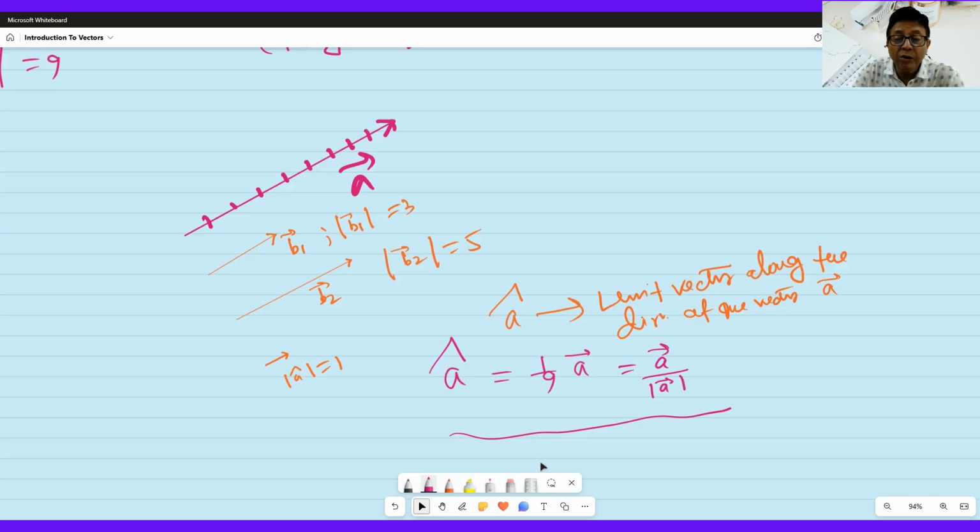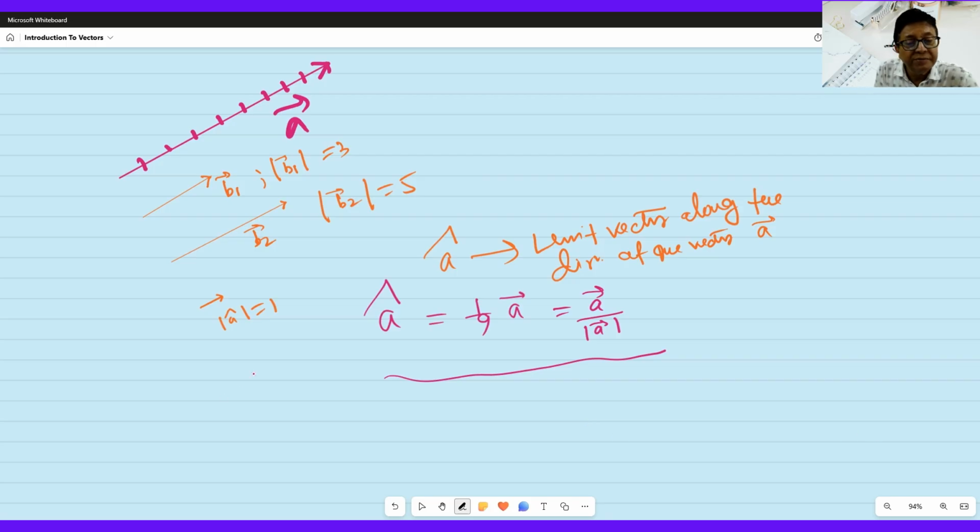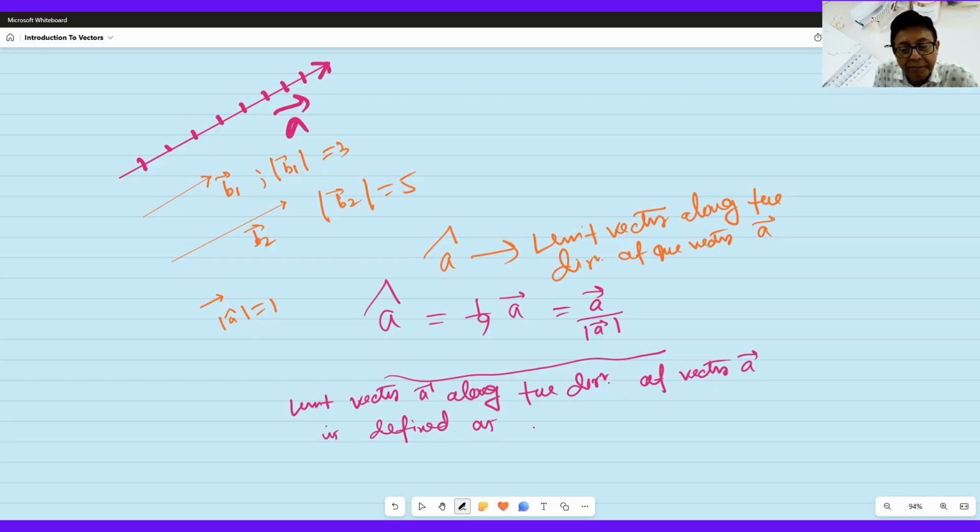Unit vector A cap along the direction of vector A is defined as A cap equal to A divided by mod A. Okay, this is our definition.